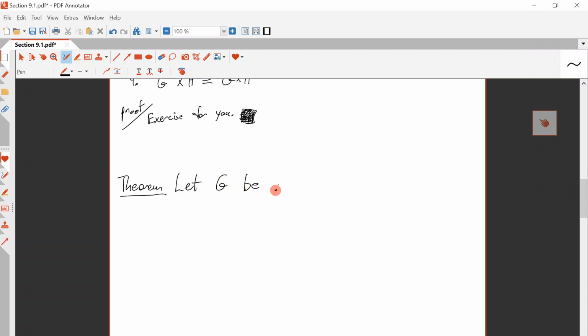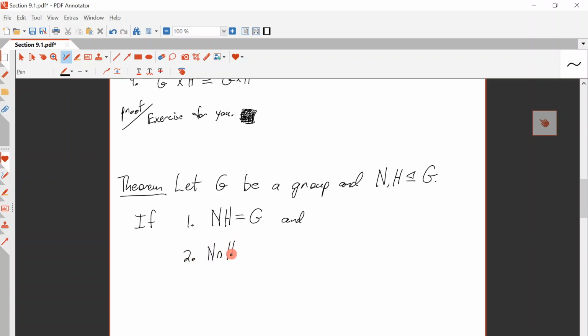Let G be a group and N and H normal subgroups of G. If 1, N times H is equal to all of G, and 2, N intersect H is just the identity, then G is isomorphic to N cross H. And this is an important structural theorem within groups.